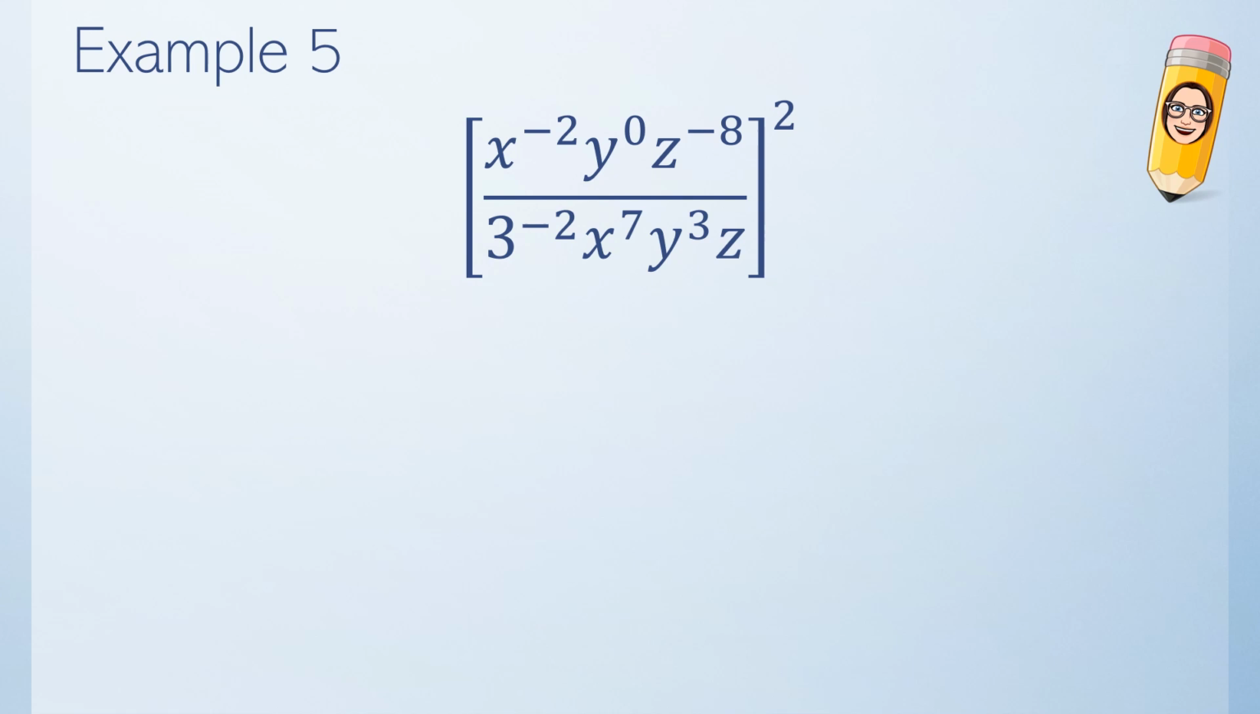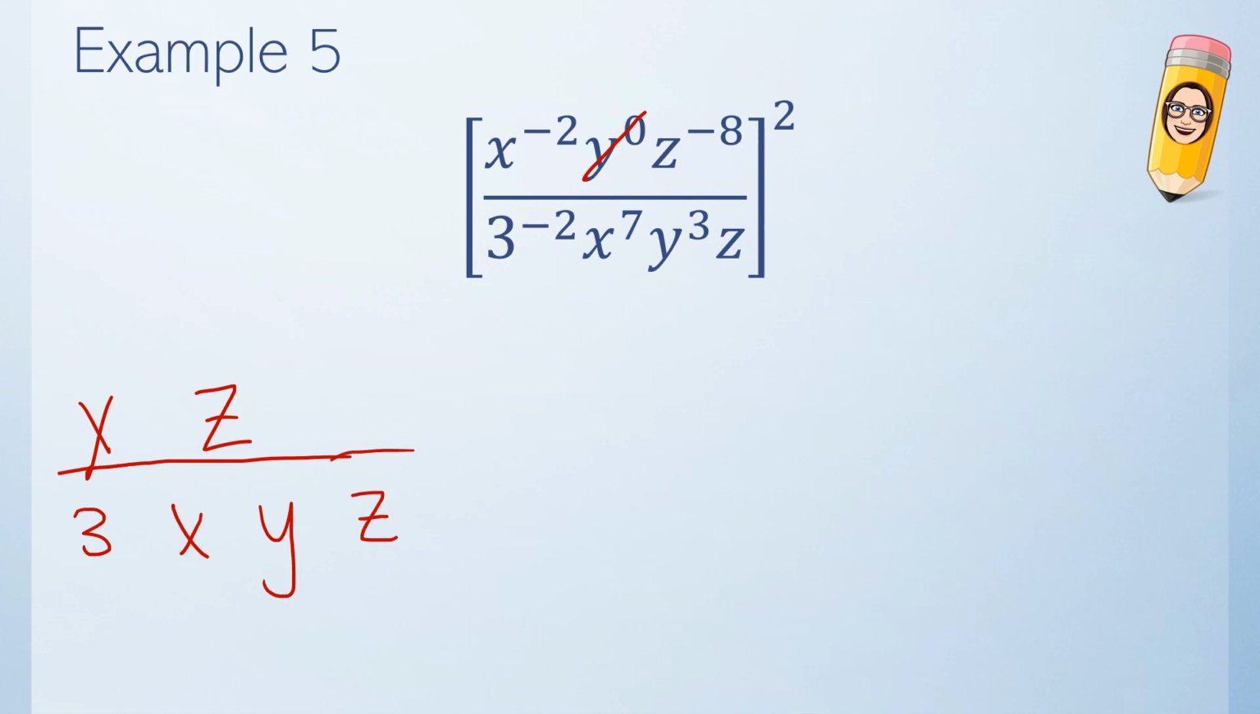Alrighty, I have power of a quotient, power of a power. I have a lot of distributing going on here. So one of the first things I'm going to do is say, hey, I don't want to deal with that 0, so I'm just going to cross it off. My personal suggestion is to write every base as is. I promise that over my years of teaching, I've realized that this allows for less errors, less silly errors, okay?